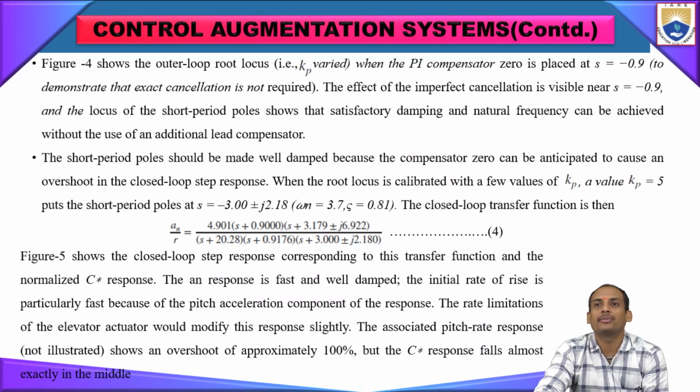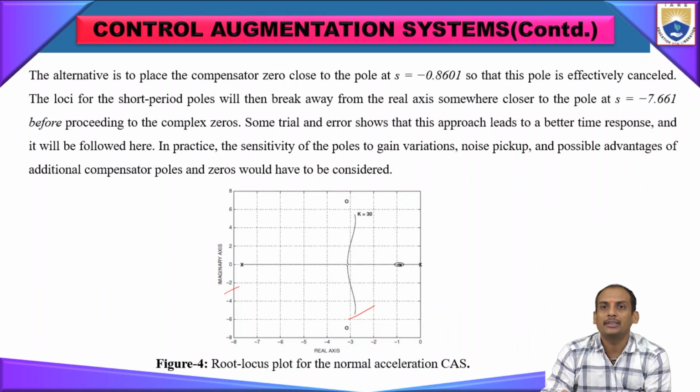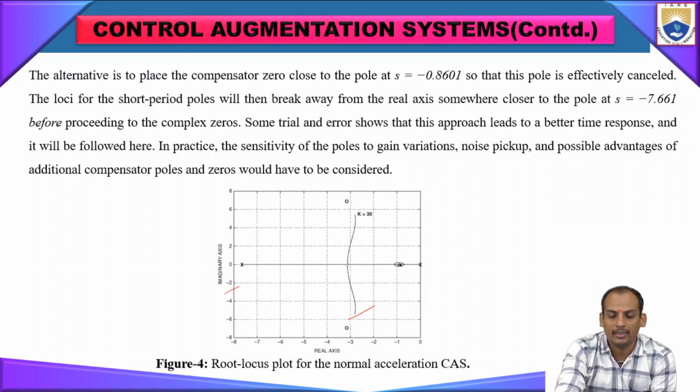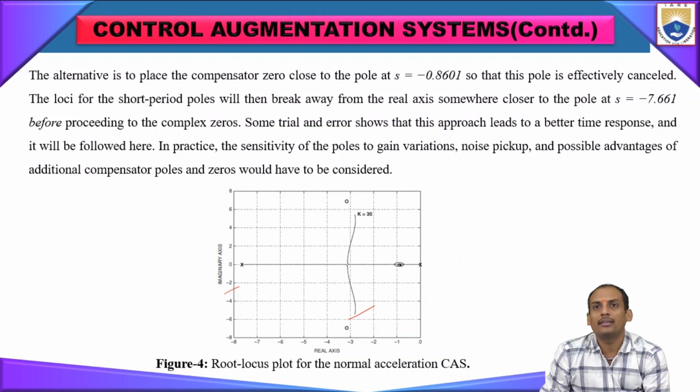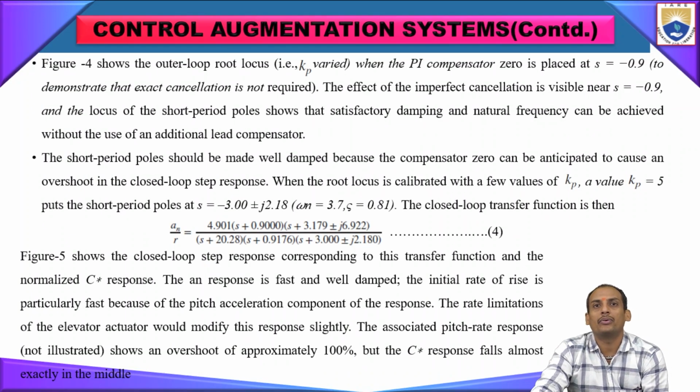The effect of imperfect cancellation is visible at s equal to minus 0.9. If you see, at s equal to minus 0.9, the real axis value is at minus 0.9. At that time the locus of the short period poles shows that satisfactory damping and natural frequency will be achieved without an additional local compensator only.